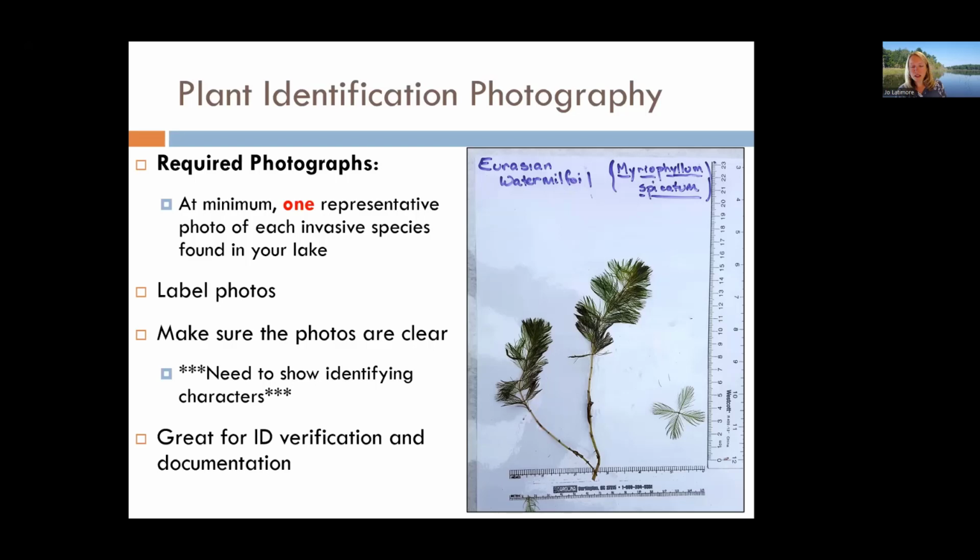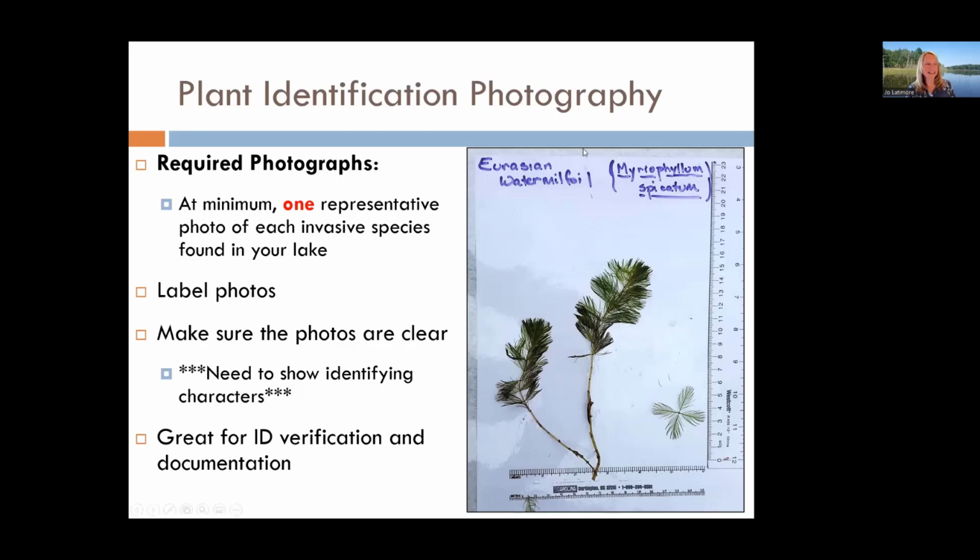So here's a picture of Eurasian water milfoil. This is the laminated sheet that we provide. It's got rulers on it for scale. You can label the photo. Dry erase markers work great. You can write right on the laminated sheet and then wipe it off when you take a picture of something new.